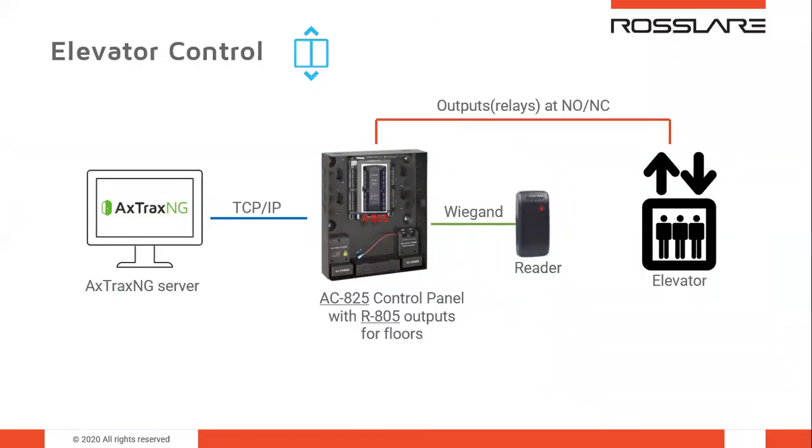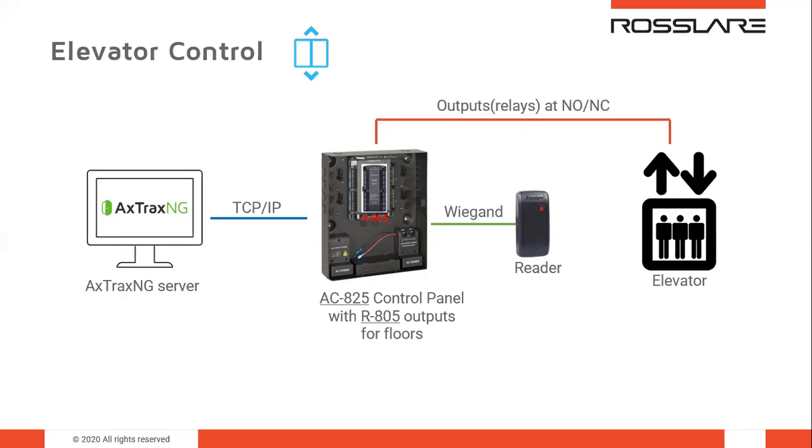Another important feature that the AxTraxNG software supports, and I want to dwell on and emphasize, is the elevator control. With the elevator control feature, you can control access to individual floors. You can determine who can go to which floor and when. It is just like using regular access groups, in which you control who can go where and when. In the same way, you build, in addition to your access groups, a separate group to control who can go to which floor and when.